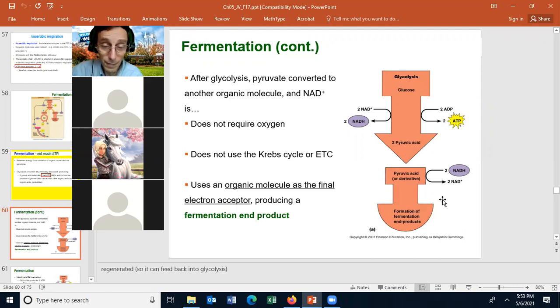Okay? So for our muscles to continue to make ATP when they're really working hard, we do need to use up that NADH to generate NAD+ so that fermentation can continue. Because without any NAD+, we can't go further in glycolysis, and then we don't make any ATP, and if the muscle can't make any ATP, it will stop working.